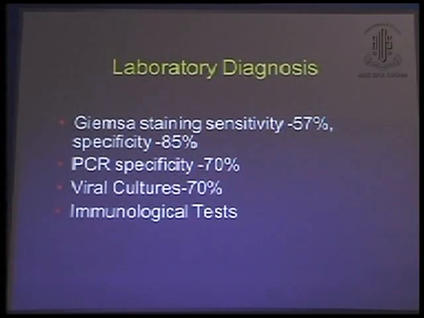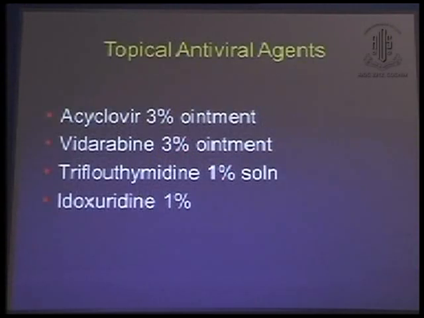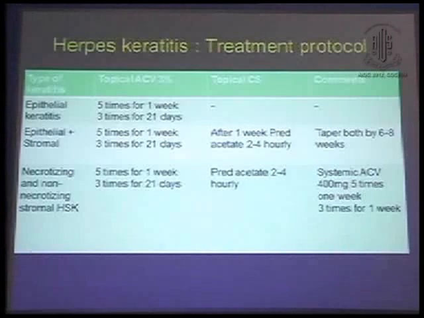Generally, we do not send for viral cultures, but we do investigate for herpes antigen. The specificity is only 70%. And other tests are done more for research purposes than for clinical diagnosis. The mainstay of treatment is Acyclovir 3% ointment, and this table actually summarizes the entire treatment protocol of herpes. If you have epithelial keratitis, that is a dendrite, start with topical Acyclovir 3% 5 times a day for 1 week, and then 3 times a day for 21 weeks.